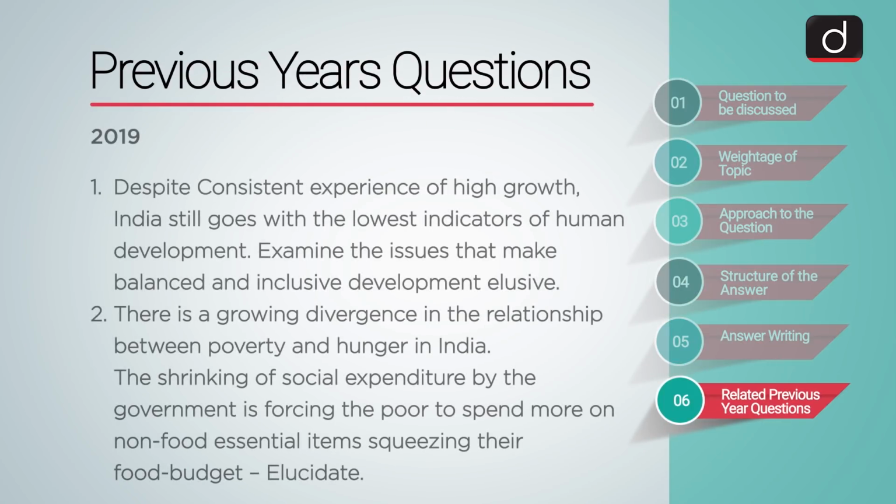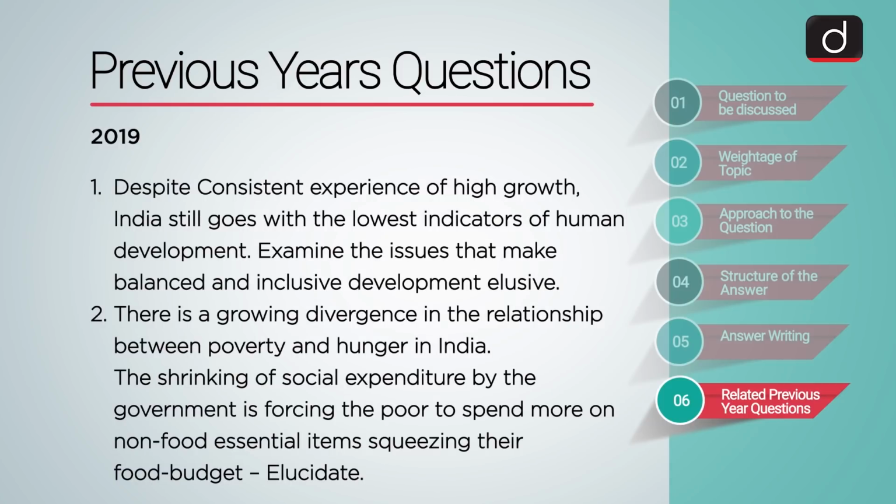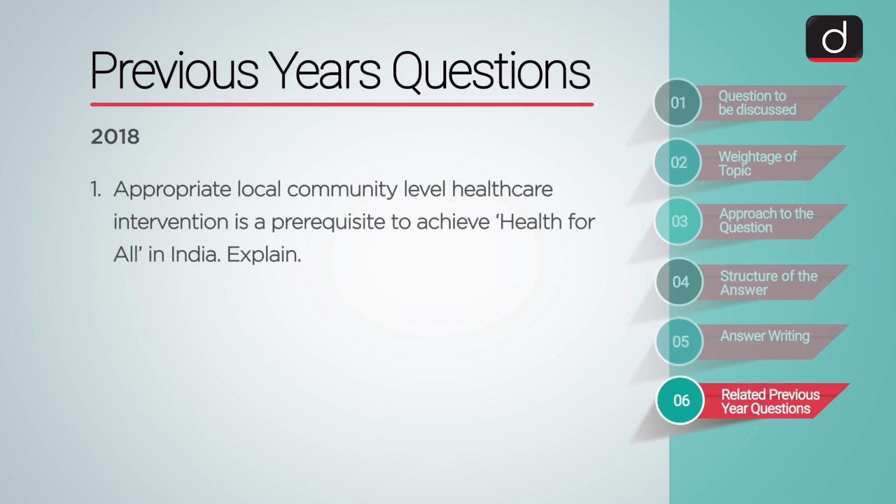In 2019, the following questions were asked. Despite consistent experience of high growth, India still goes with the lowest indicators of human development. Examine the issues that make balanced and inclusive development elusive. There is a growing divergence in the relationship between poverty and hunger in India. The shrinking of social expenditure by the government is forcing the poor to spend more on non-food essential items, squeezing their food budget. Elucidate. In 2018, the following question was asked.